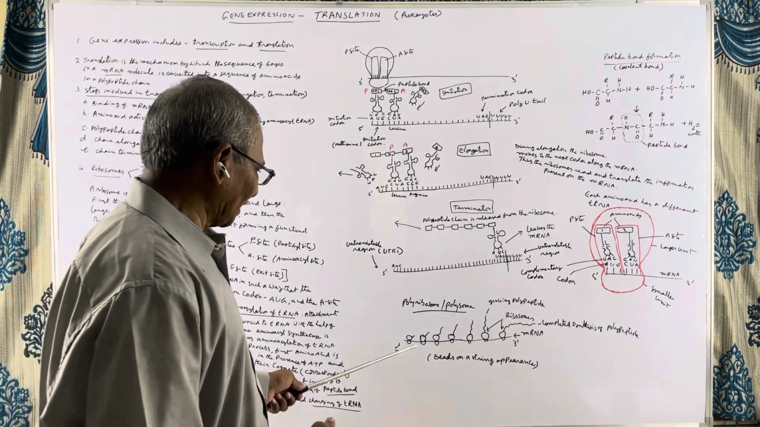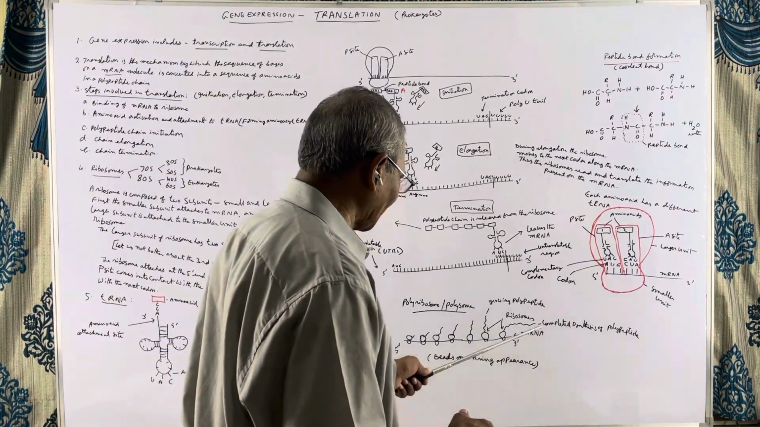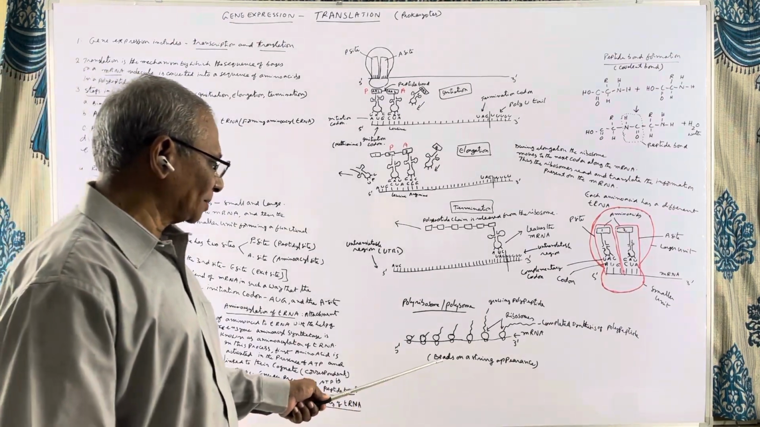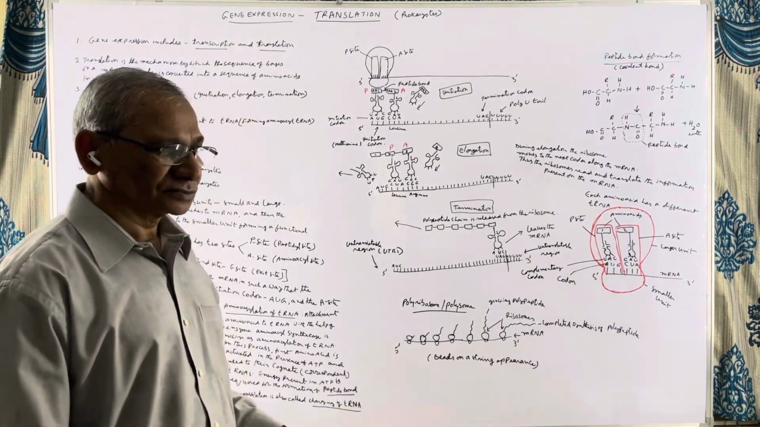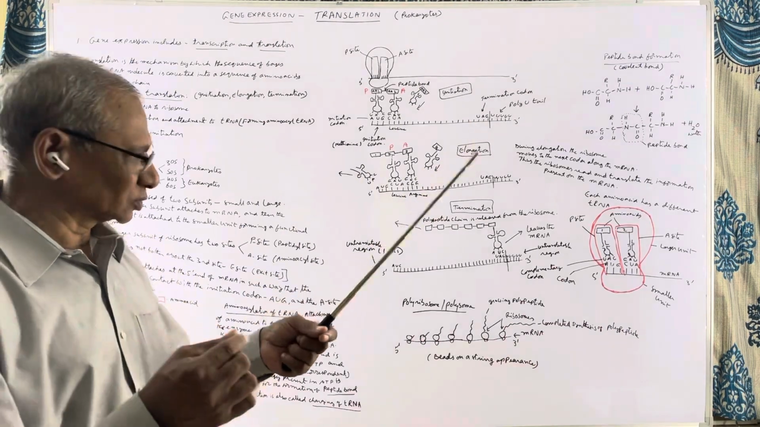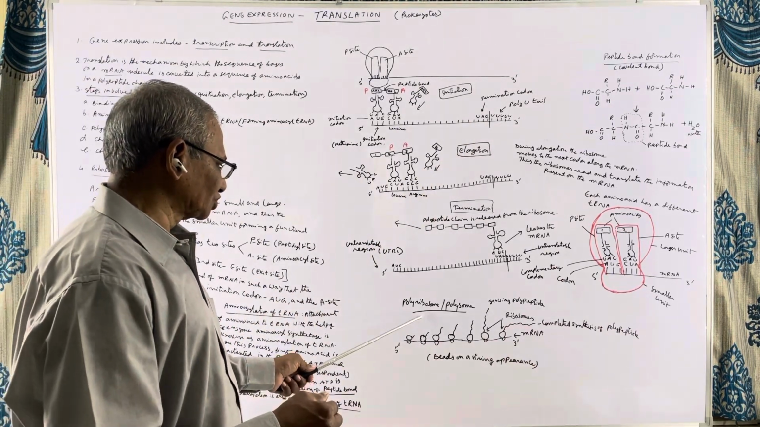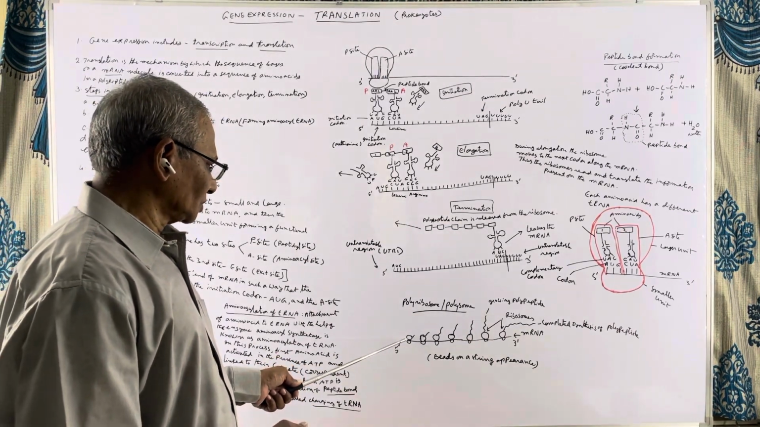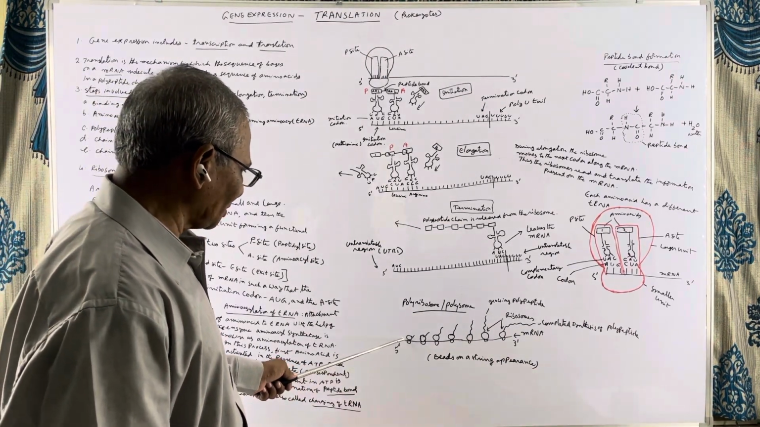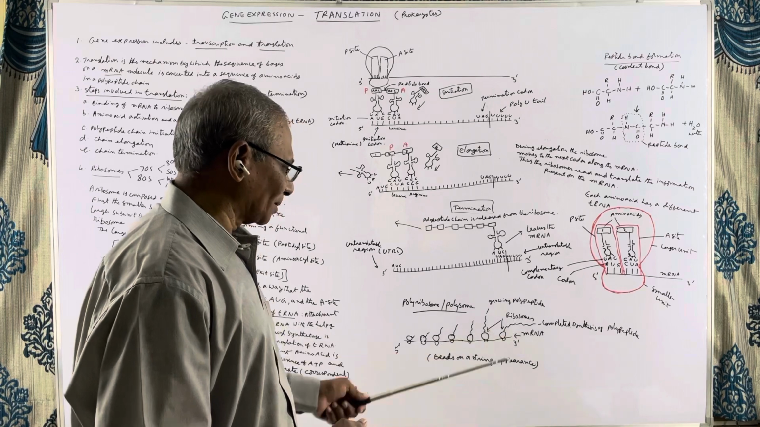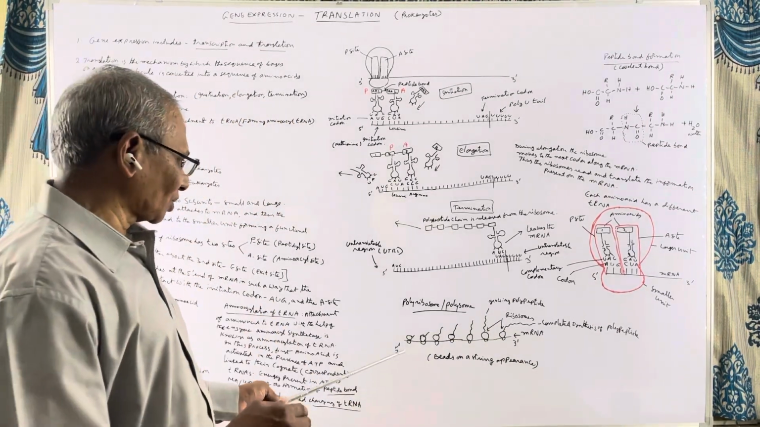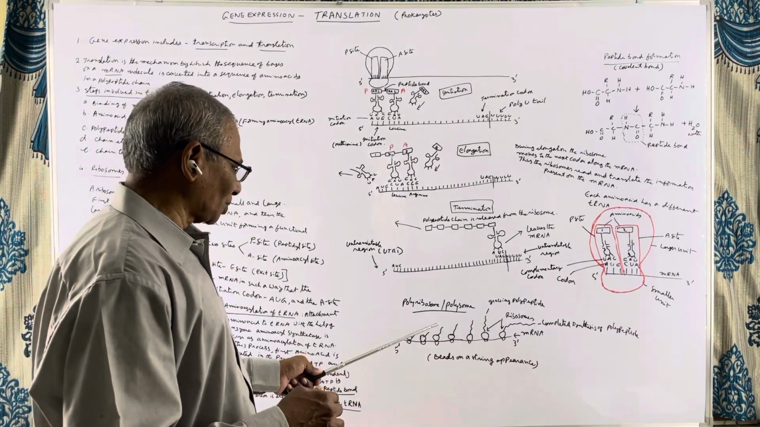Sometimes a number of ribosomes are attached to the mRNA and the entire structure appears like beads on a string. As the beads are present on a string, it looks like this. This structure is known as a polyribosome or polysome. That means a number of ribosomes get attached to the mRNA and they synthesize a number of protein molecules or polypeptide molecules.